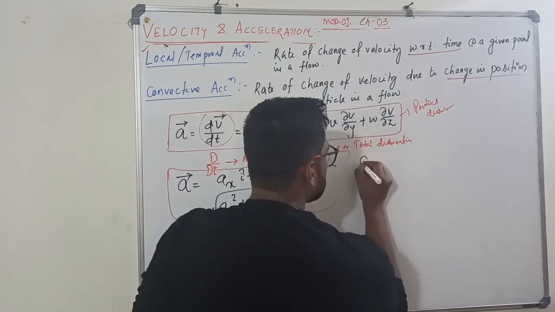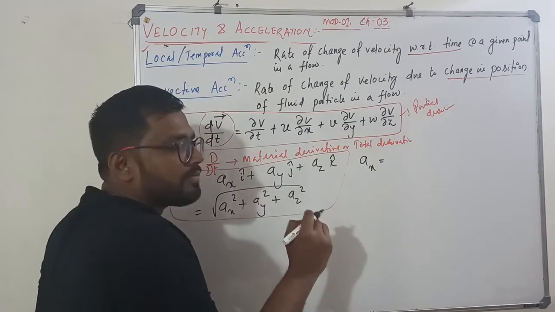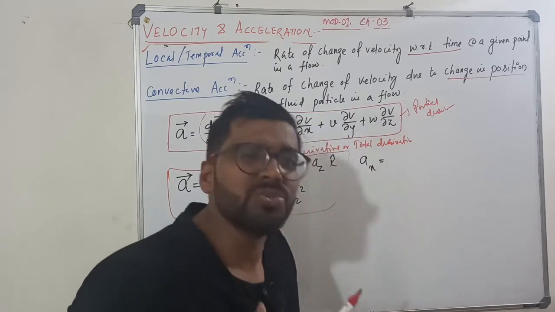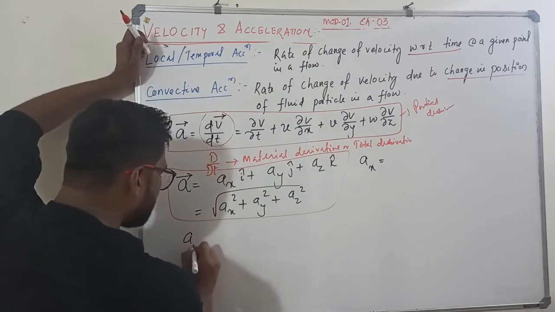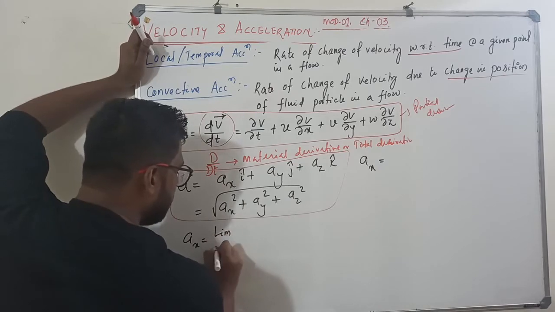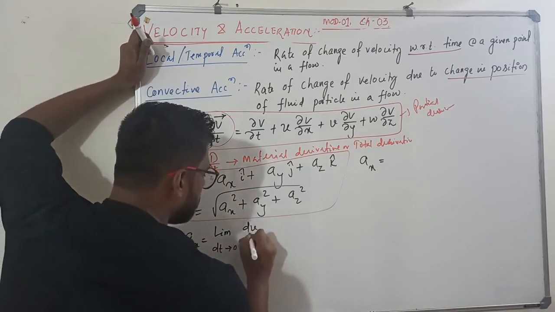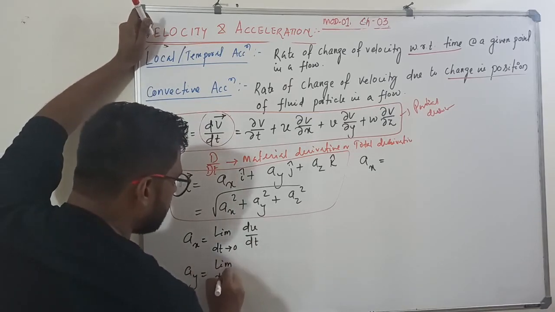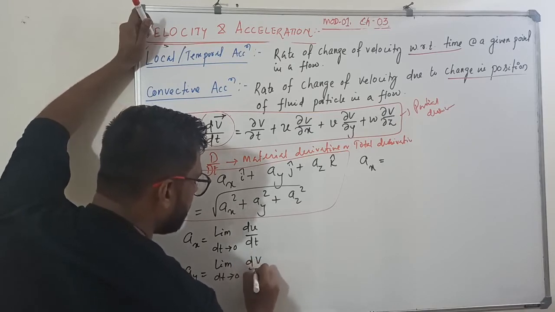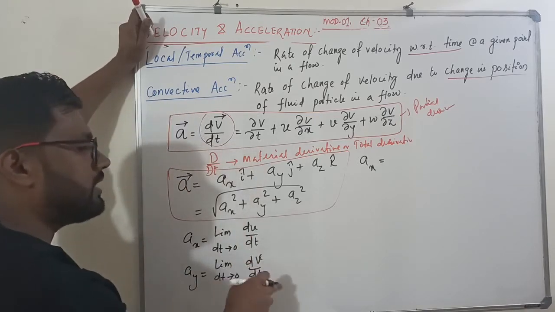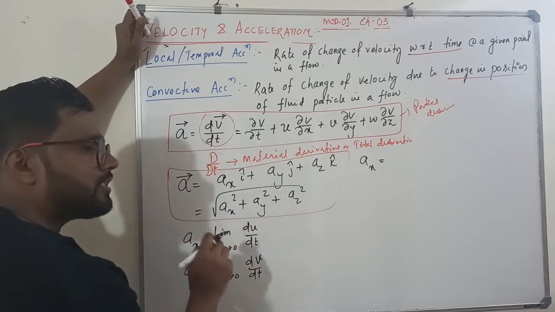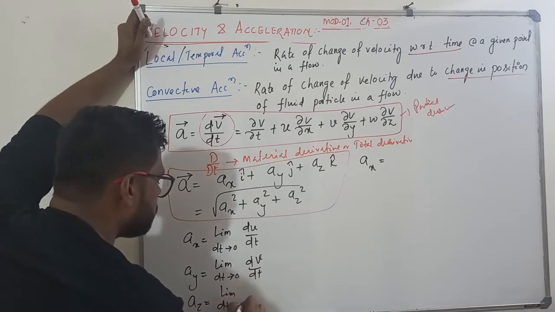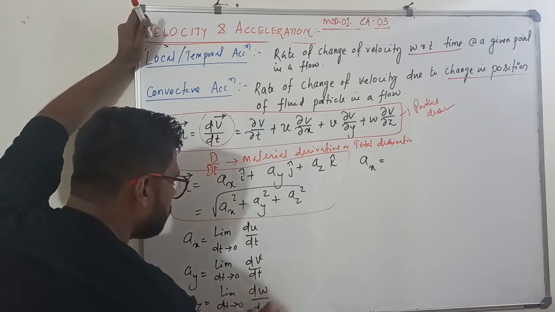Okay, so your ax, that is the component of acceleration along x direction. What is the velocity along x direction? U. So what will be ax here? If I write, ax is nothing but limit dt tends to 0 du by dt. So what will be your ay? Sir, this is limit dt tends to 0 dv by dt. What is your v? Sir, velocity along y direction, or y component of the velocity. So what will be your az? Sir, limit dt tends to 0 dw by dt.